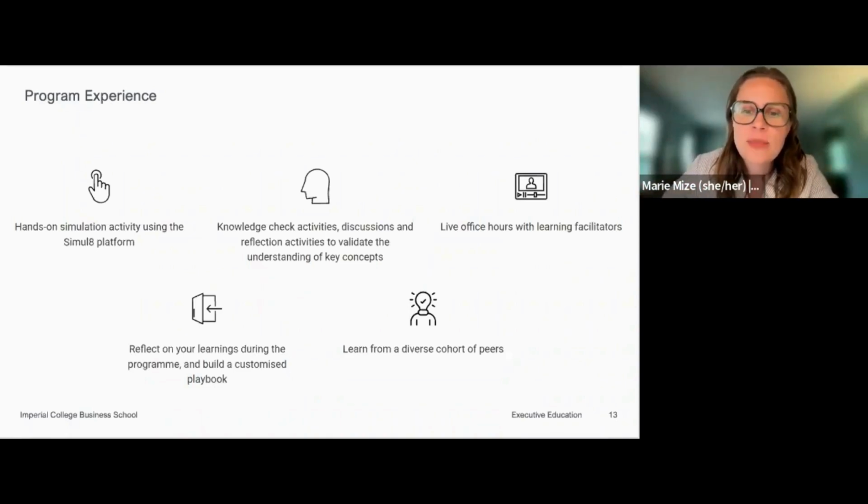All of this helps to validate your understanding of these key concepts, bring that into a place of action, reflect on your learning, and be the driver of your learning experience as you make your way through this course. And work towards some of those tangible takeaways that we talked about, that customized playbook that will be a culmination of your learning here in the program.